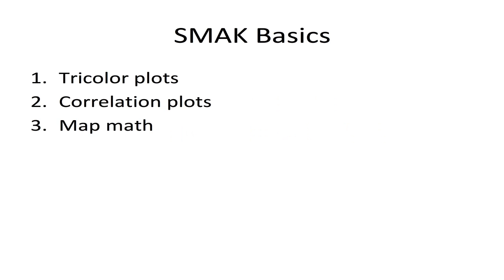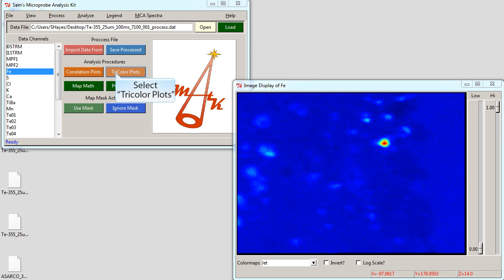Thanks for coming back. Now we're going to talk about some basic data manipulation skills that you're going to need to work in SMAK. In this tutorial, we're going to look at three SMAK functionalities: tricolor plots, correlation plots, and map math.